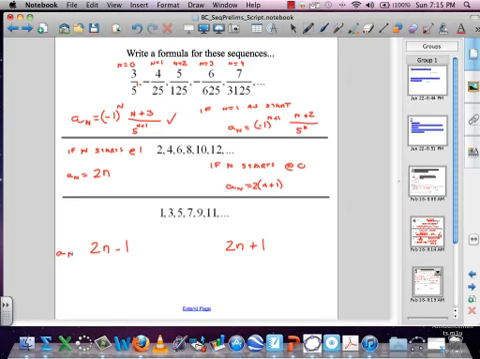It all depends on where we start counting. Does n start at 1 or does n start at 0? If n starts at 1, we'll use 2n minus 1. And if n starts at 0, we'll want 2n plus 1. So the evens and the odds come up quite a bit. We have the flipper. We have the factorial.